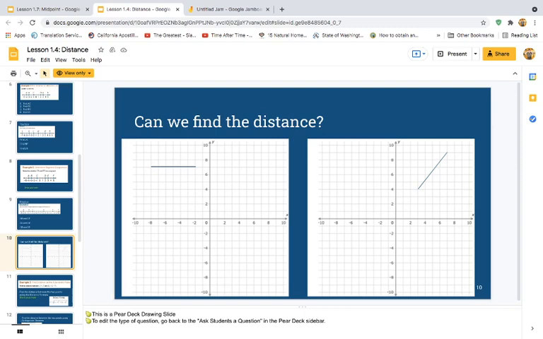Now let's go over here to the right. Can we figure out what the length or distance is of this line segment? Okay, take a second to think about it. Maybe pause the video.